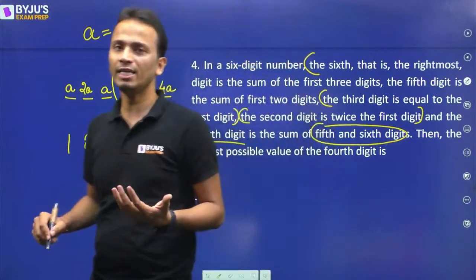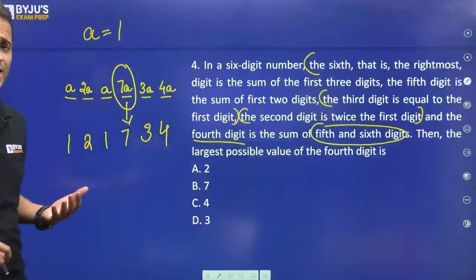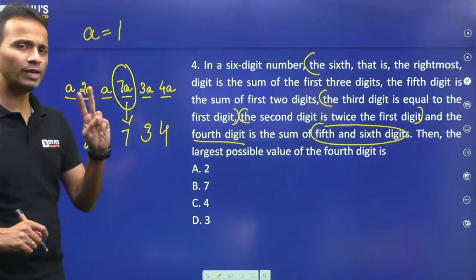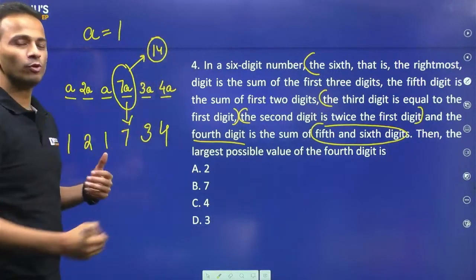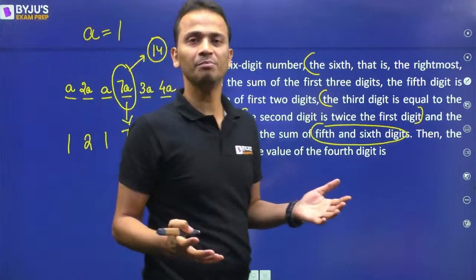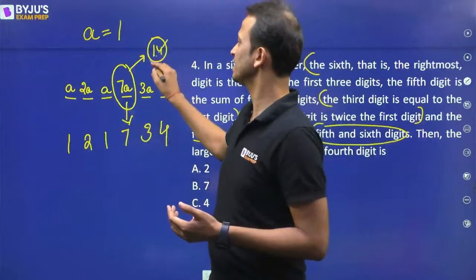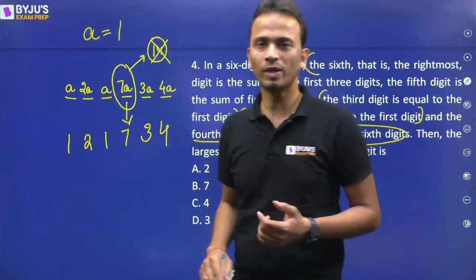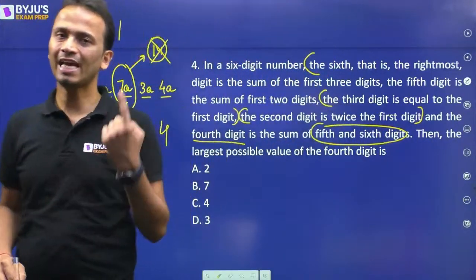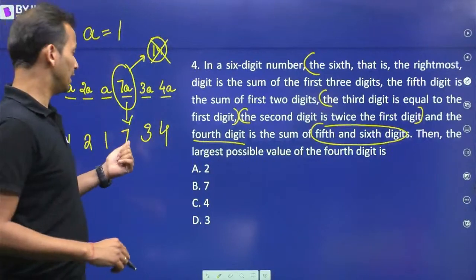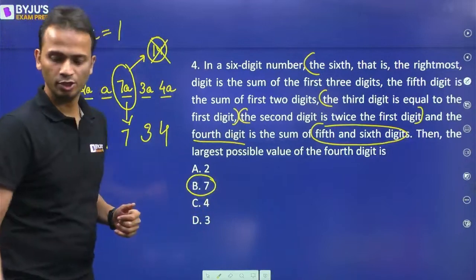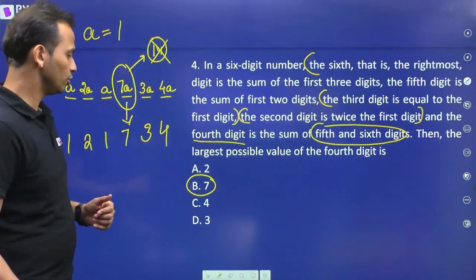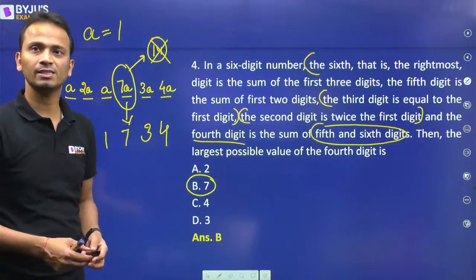A cannot take any bigger value, because if, let's say, I put A as 2, this digit will become 14, and 14 is not a digit. 14 is a number. So it has to be a single digit. That is why the largest possible value of A can be 1, and hence the largest possible value of the fourth digit will be 7. So the correct answer for this question should be option B, that is 7.